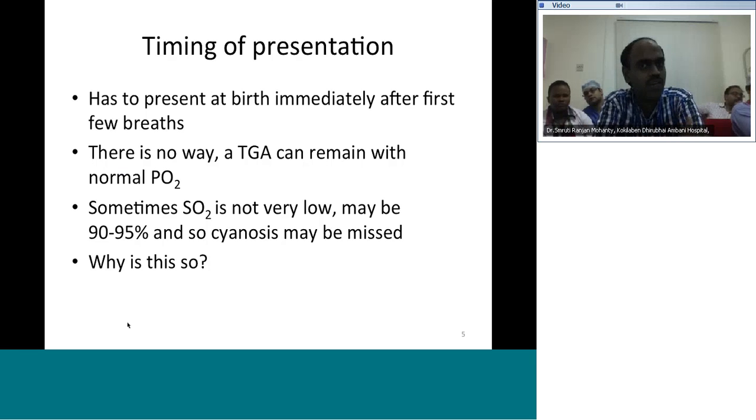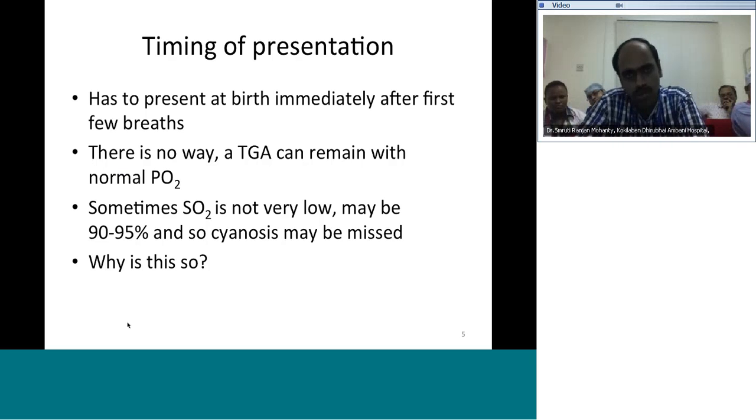Timing of the presentation: it's imperative that the child has to present immediately after birth. There is no way in which a transposition can have a delayed presentation. It's a parallel circulation, so the hypoxic blood has to go into the aorta. There is no way a transposition can have a normal PO2. Sometimes you will find saturations are not very low. You may have a saturation of 90%, 92%, 93%, and so cyanosis may be missed.